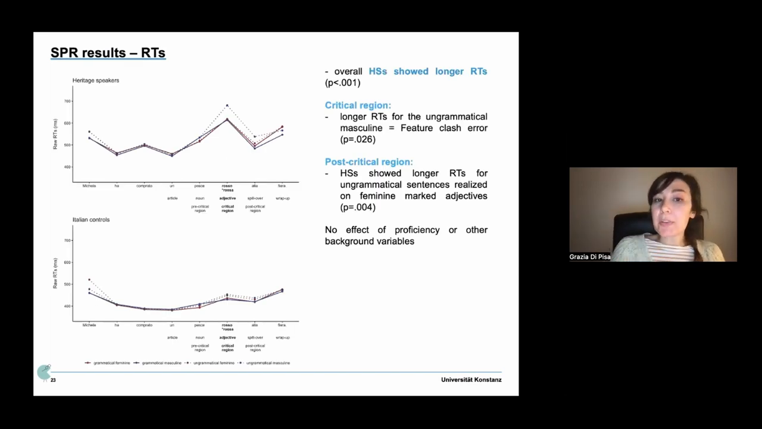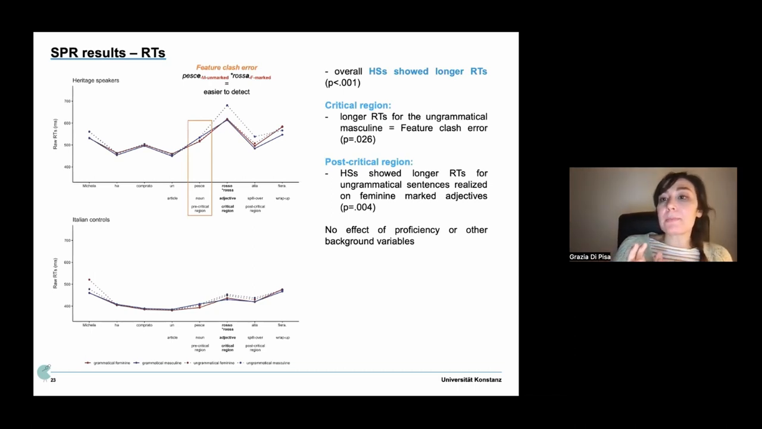For this particular analysis, we focus on three areas. The first area was basically the pre-violation area, let's say, which is this one. And in this area, there was no effect, only we found that heritage speakers overall had longer reading times compared to the Italian controls. So they were slower in reading.